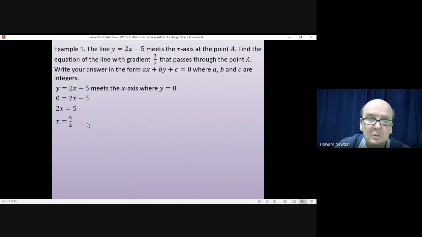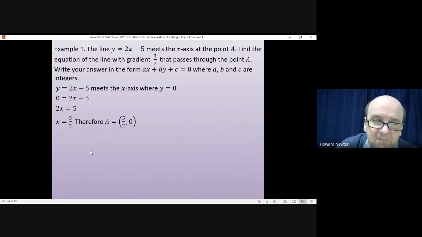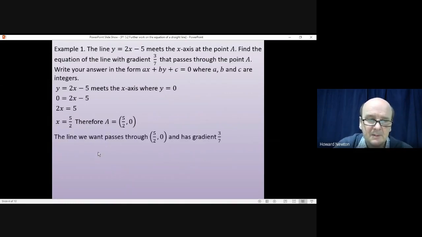So we now know the coordinates of the point A. The point A will be 5/2, 0. 5/2 because we've just worked it out, and 0 because it's on the x-axis, and y equals 0 on the x-axis. We want to find the equation of the line that passes through that point and has gradient 3/7.